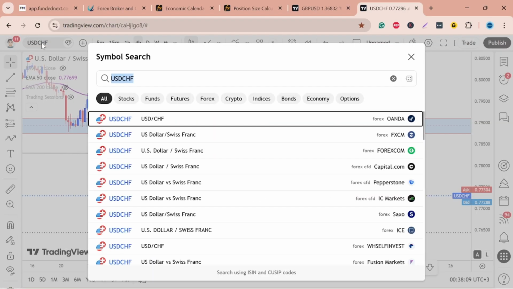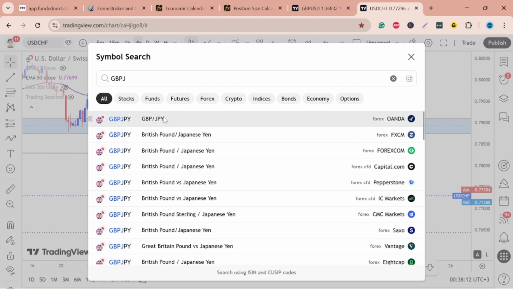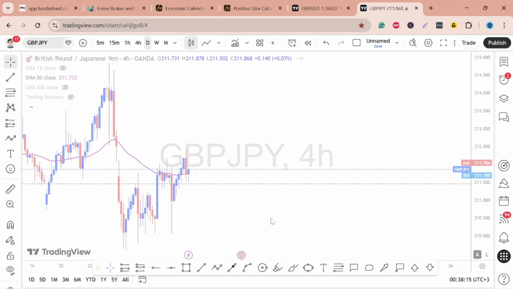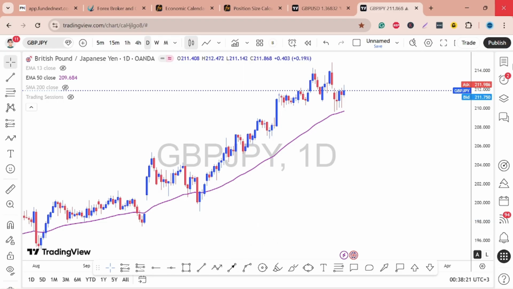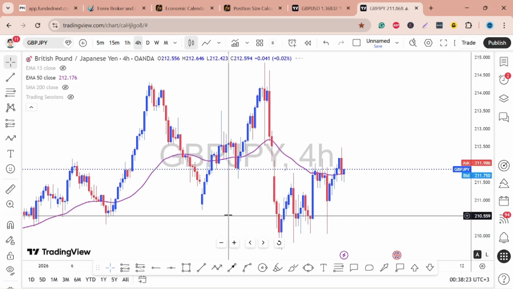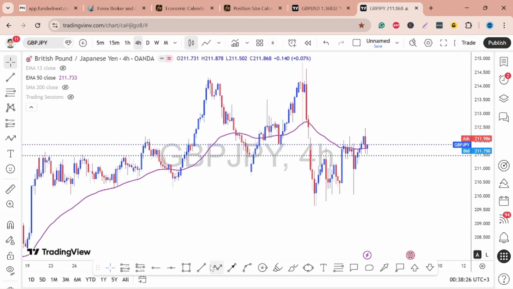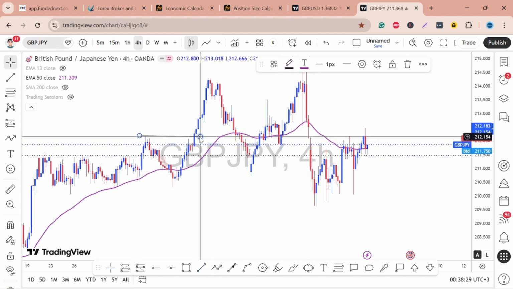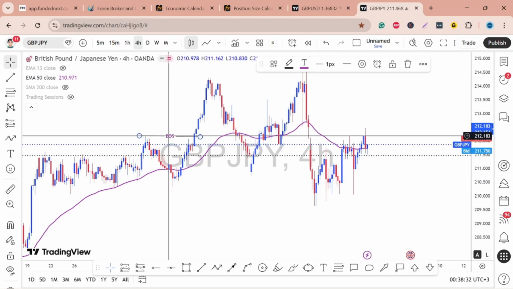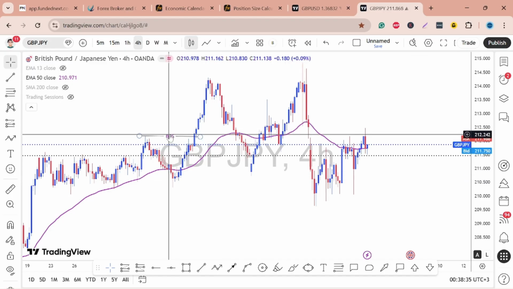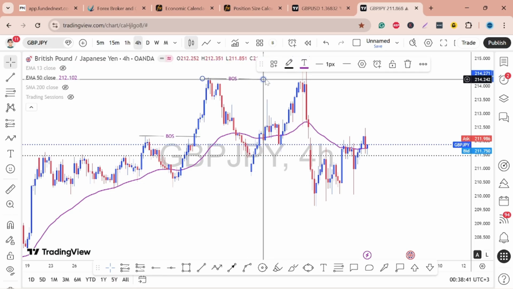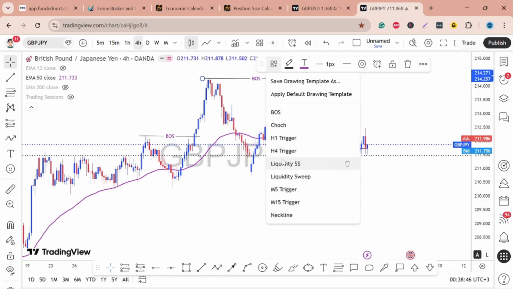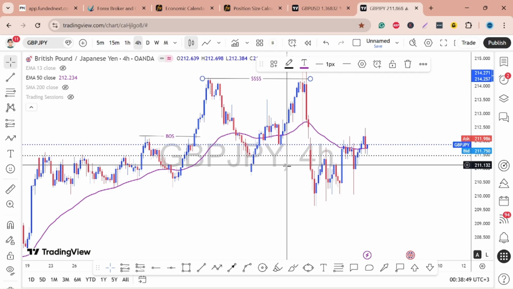Then the last pair that I'll be looking at is GBP JPY. From the higher time frame, price was very bullish on the daily time frame. Now let me mark what was happening on this pair so that we can understand where price is heading to. So that is our break of structure. Price did a sweep of liquidity on this level here. This was a sweep of liquidity.